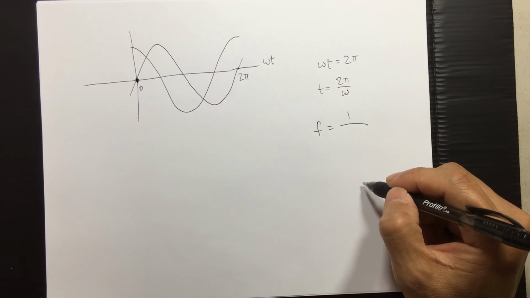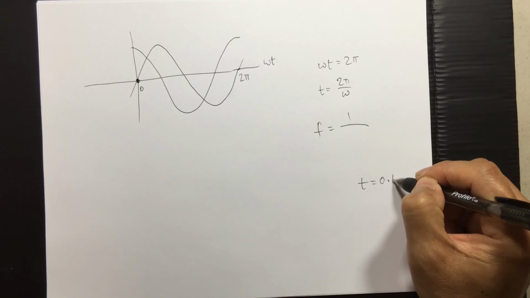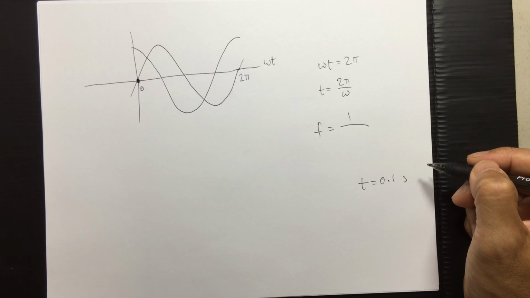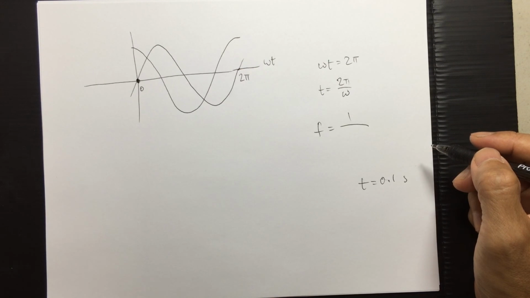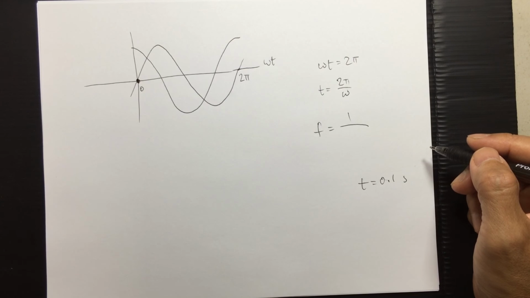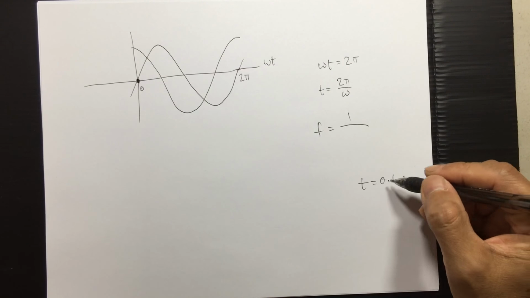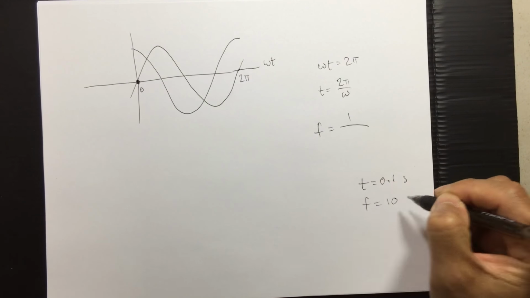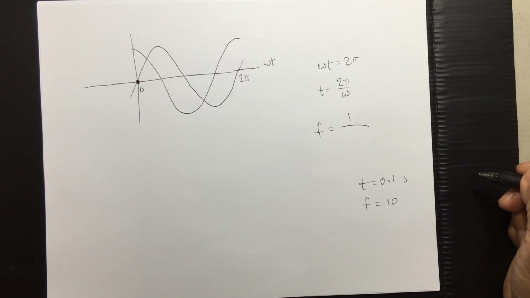Isn't that just omega divided by 2 pi? If you do 1 divided by 2 pi over omega, isn't that just omega over 2 pi? That's what I'm trying to do. If the period is 0.1, the frequency is 10. What's the unit of frequency?